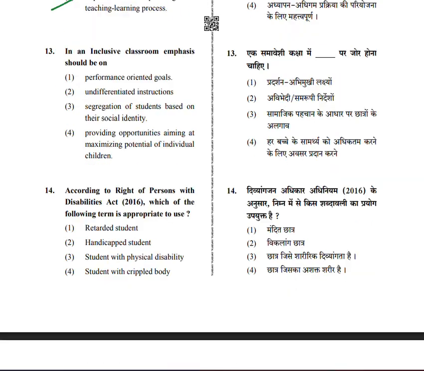Next one. In an inclusive classroom, emphasis should be on what? Performance-oriented goals, undifferentiated instructions, segregation of students based on their social identity, or providing opportunities aiming at maximizing the potential of individual children. The emphasis should be on the fourth option. The primary goal of an inclusive classroom is to ensure that all students, regardless of their individual differences or disabilities, receive appropriate support and opportunities to reach their maximum potential. So the fourth option is the right one. Next one.